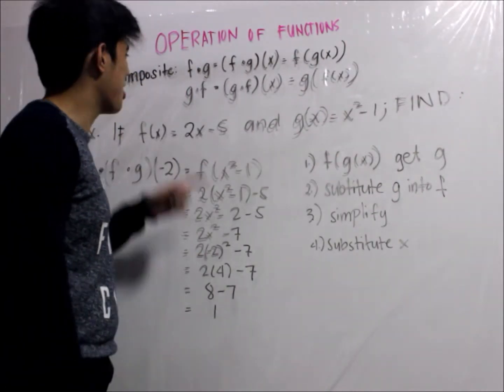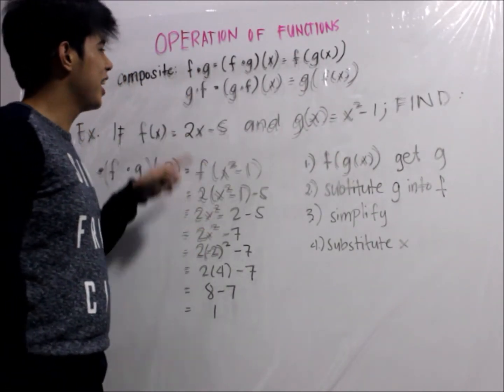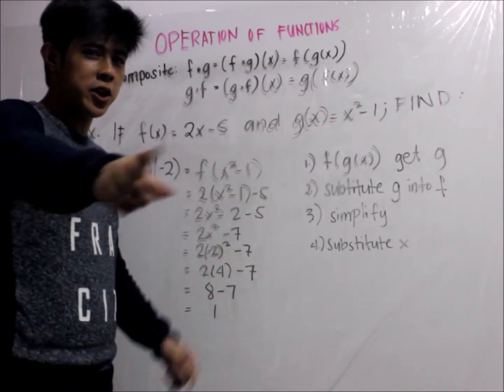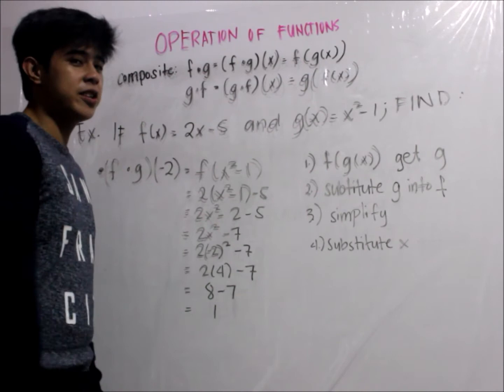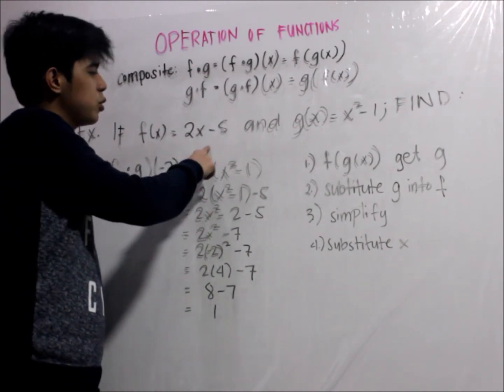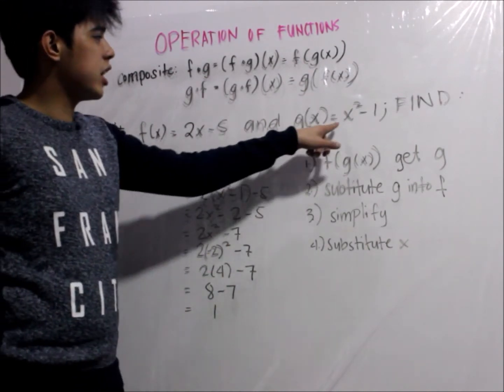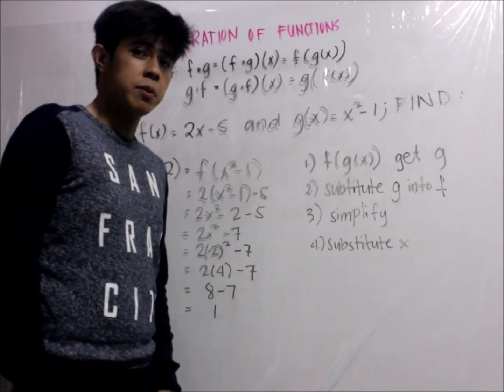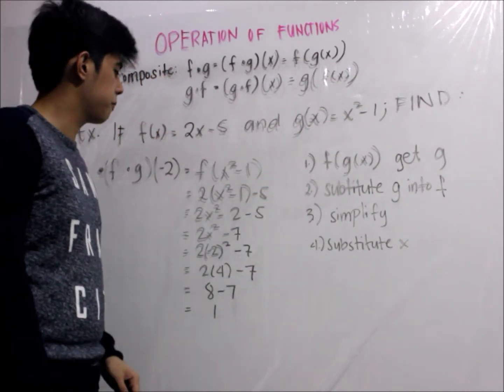The next part is the composite, which is f o g and g o f. This is much more complicated than the others, so you better listen up. So it's the same values as before, which is f(x) equals 2x minus 5 and g(x) equals x squared minus 1. We will follow these 4 steps to simply get the f o g or the g o f.